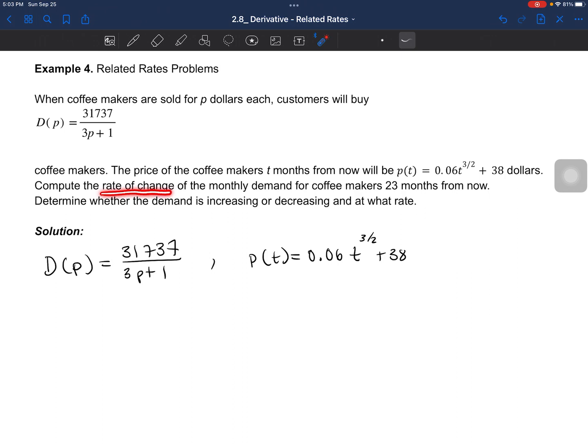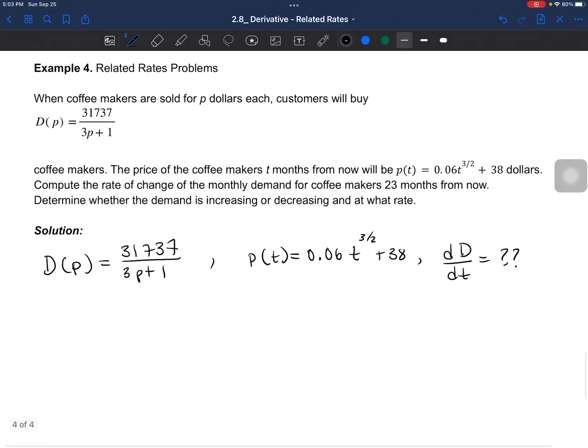And so what they ask us to do is compute the rate of change. That means something with the derivative of the monthly demand. Monthly demand is actually this one, right? The demand of this monthly at the 23 months. So they're asking us to find the rate of change, and remember that's a derivative definition. So they're asking us to find dD over dt when the time is 23 months.